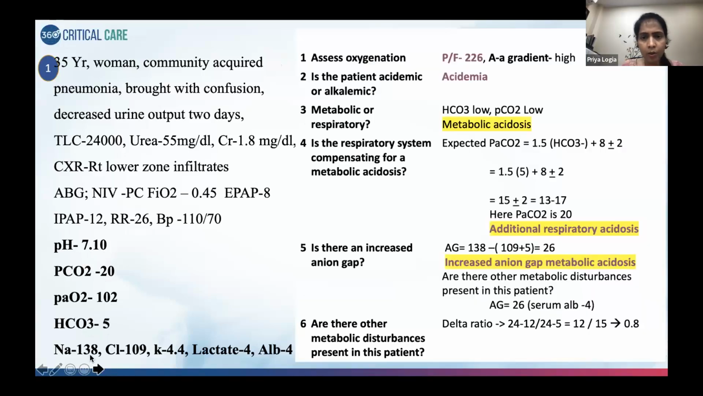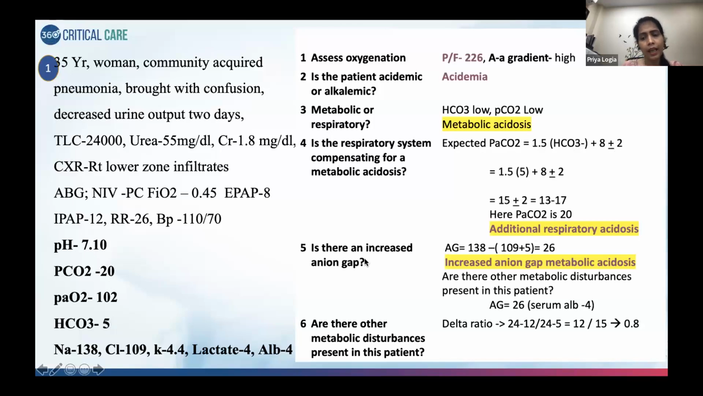So we'll go ahead. First step, validity, then oxygenation, A-a gradient, then primary disturbance. That's going to be acidemia, and then it is pH and bicarb going on the same side. This is metabolic acidosis, and then you calculate the compensation. So this is 1.5 times the bicarbonate plus 8, plus or minus 2, and that shows an additional respiratory acidosis is also there.